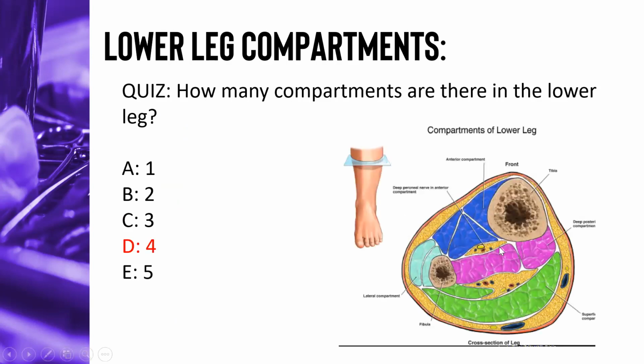So we've got 4 compartments. So we've got your anterior compartment, which is certainly a separate compartment. We've got your lateral compartment on the outer aspect. And we've got 2 posterior compartments here. So we've got your superficial and your deep.